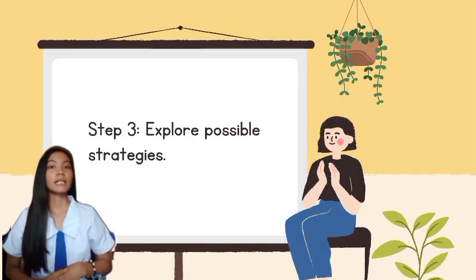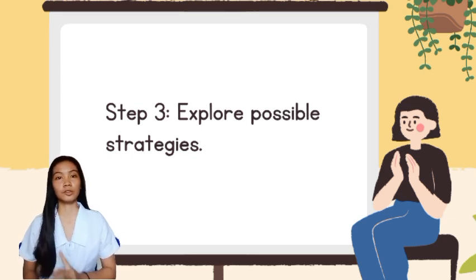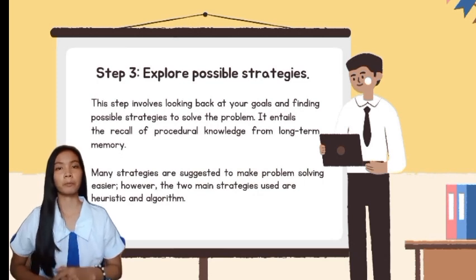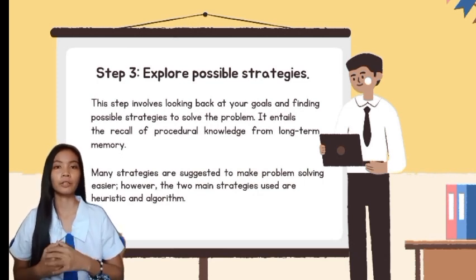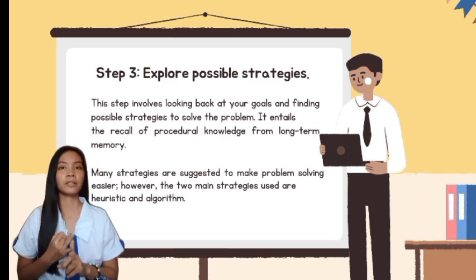Step 3. Explore possible strategies. We need to discover different ways to find the solutions of the challenges we are dealing. Continuing also to the step 2, we need to discover what are the possible strategies to make your audience listen and have fun, like giving them first an energizer. Many strategies are suggested to make problem solving easier. However, the two main strategies used are heuristic and algorithm.